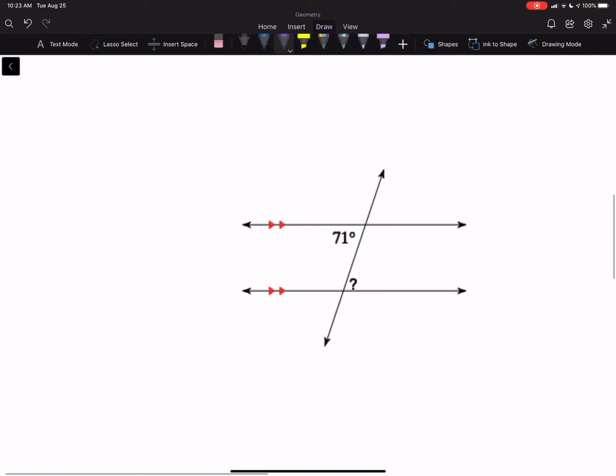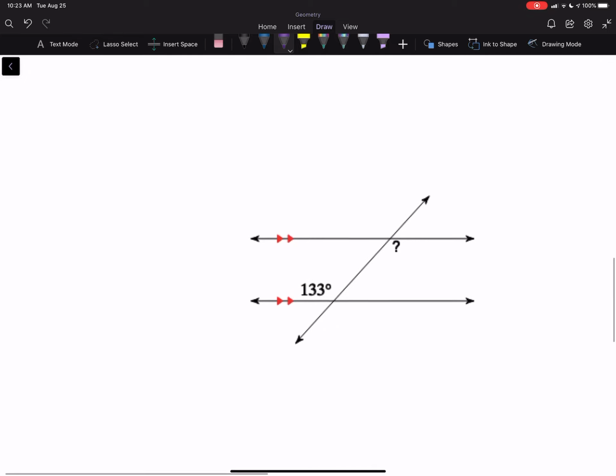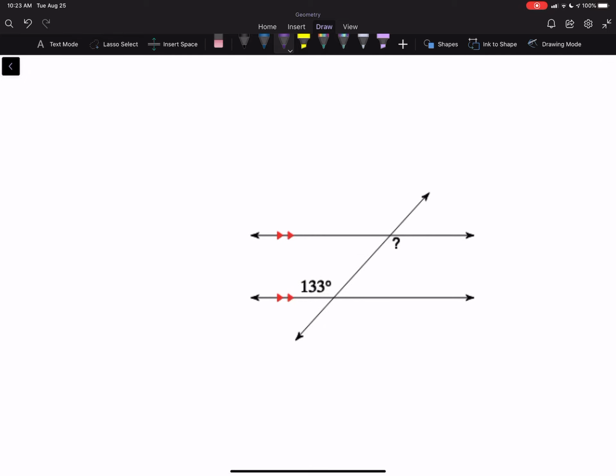This one is pretty easy, 71 degrees. You just see these are the same. Notice too, this is an acute angle, this is an acute angle. This is an obtuse angle, and so is this one. So these two should match. 133 degrees.